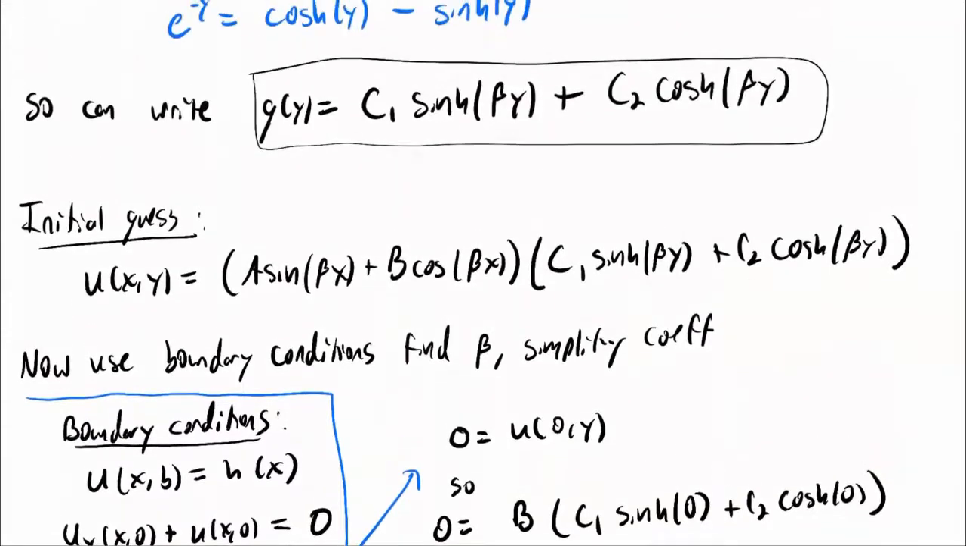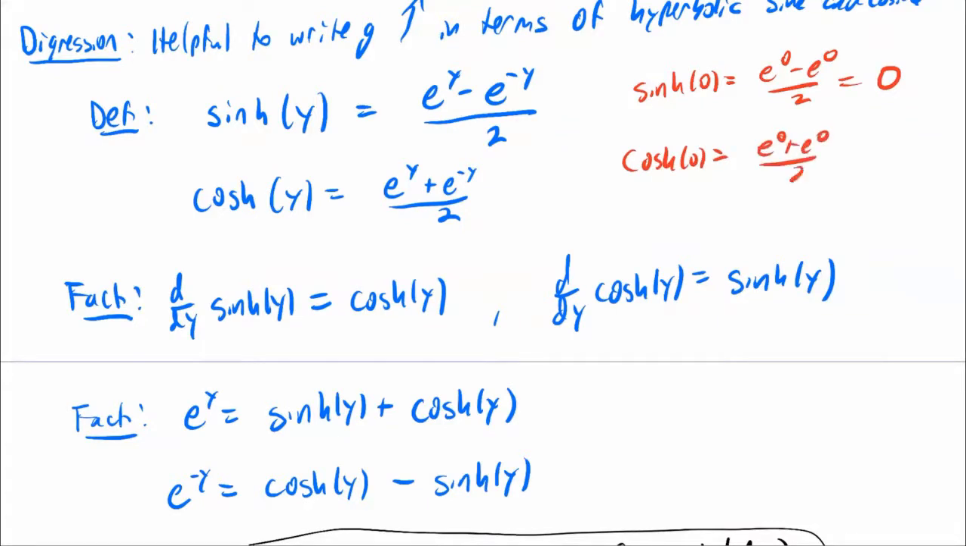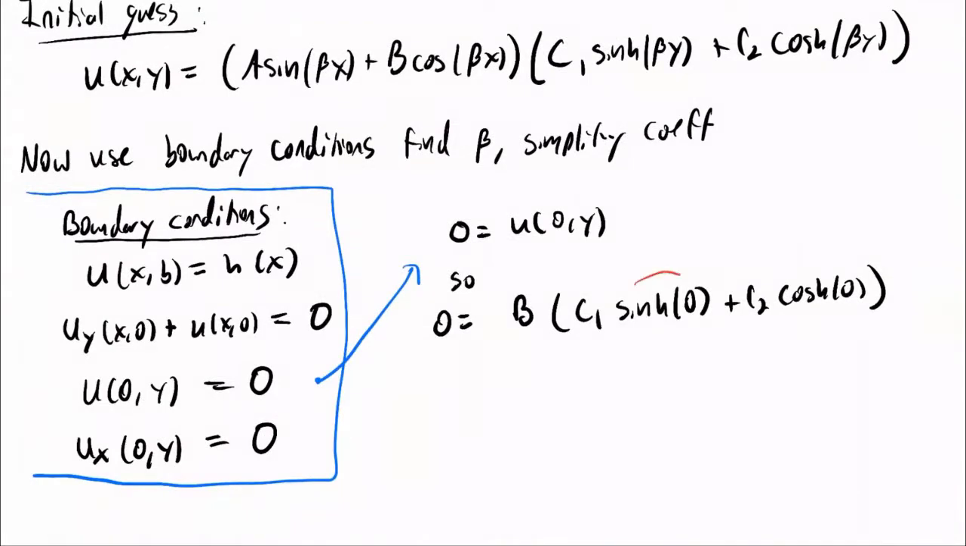Notice that if I come back up here to the definitions, what is the hyperbolic sine of 0? This is e to the 0 minus e to the 0 over 2, which is 0. Hyperbolic cosine of 0 is e to the 0 plus e to the 0 over 2. Well, e to the 0 is 1, so this is 1 plus 1 over 2, which is 1. So this is 0 and this is 1. And so if I plug this in, I get 0 is equal to b times c2.